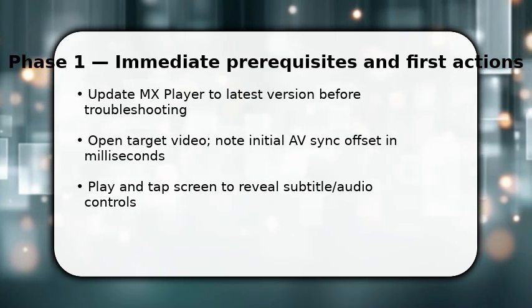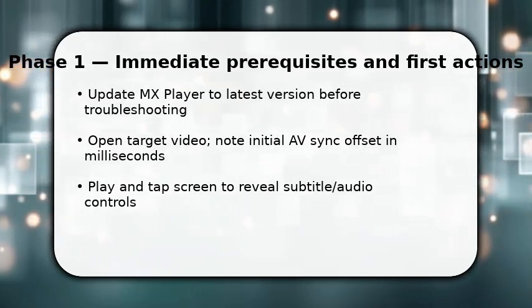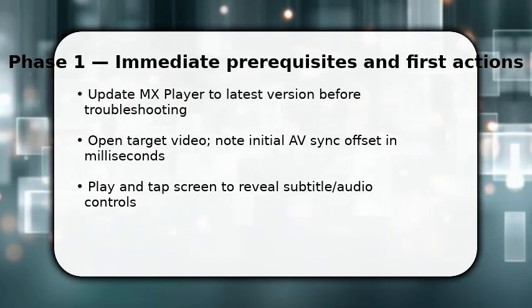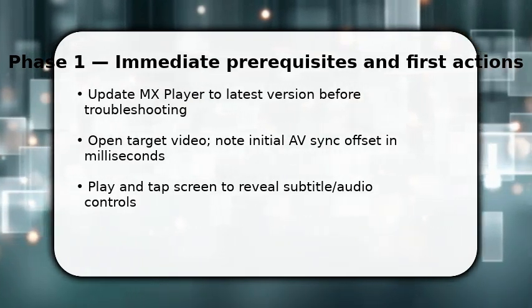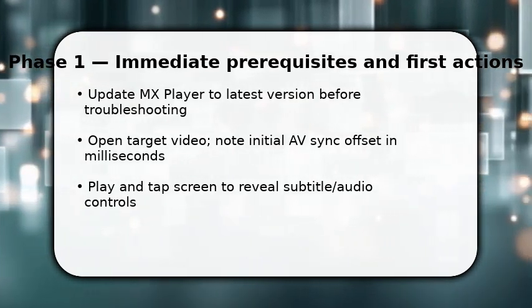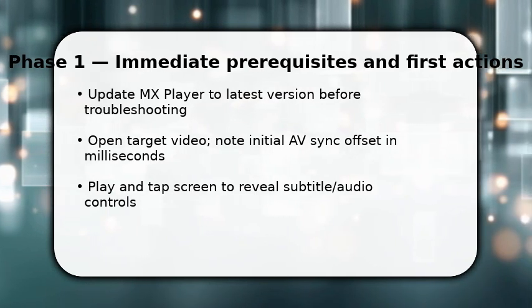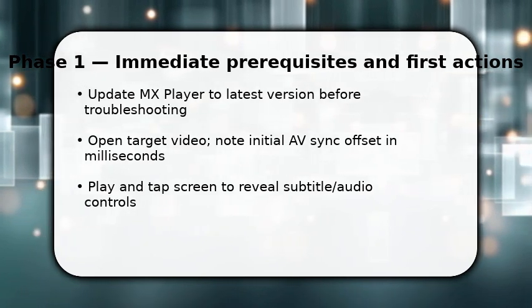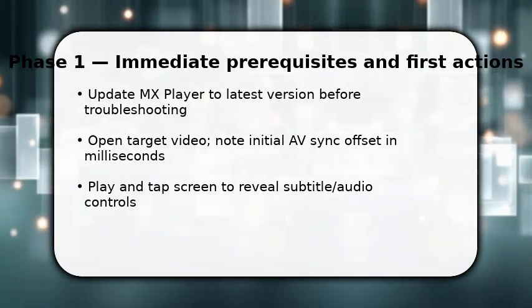Enjoy the video. You start by ensuring MX Player is updated and the video file is accessible. This prevents codec bugs. Once done, play the file and tap the screen to reveal controls because you need the on-screen audio sync tool. Use the audio delay option to nudge sound by small amounts. Press the dedicated plus or minus keys or enter a precise millisecond value if available.